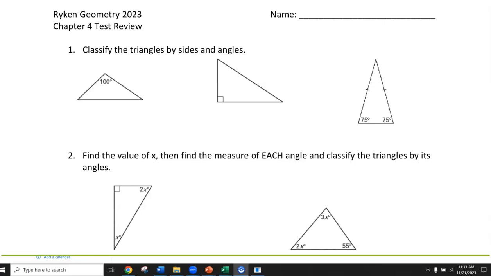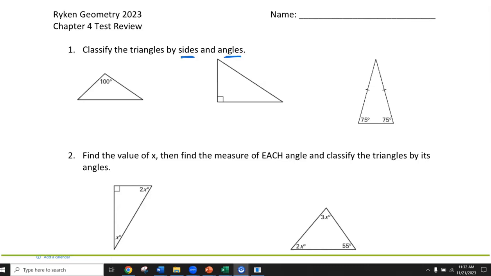Okay, in this video we're going to go over the Chapter 4 test review. So look at the first couple of problems. It's all about classifying. I asked you to classify it both by sides and by angles. I didn't give you a word bank here because I want you to start looking these things up and understanding that you have to know some words eventually. I will give you a word bank on your test.